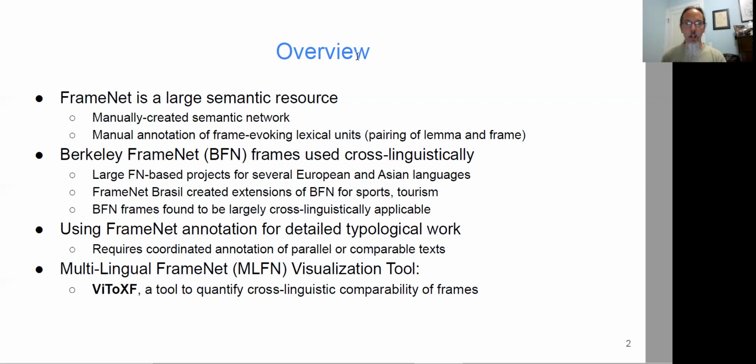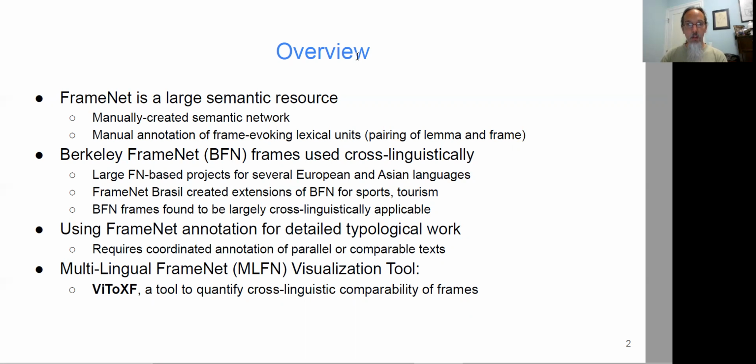The Berkeley FrameNet frames are already used cross-linguistically. There are large FrameNet-based projects for several European and Asian languages. FrameNet Brazil has created extensions of Berkeley FrameNet for sports and tourism. Berkeley FrameNet frames are found to be largely cross-linguistically applicable in all of these projects.